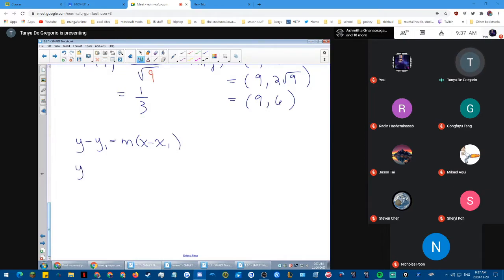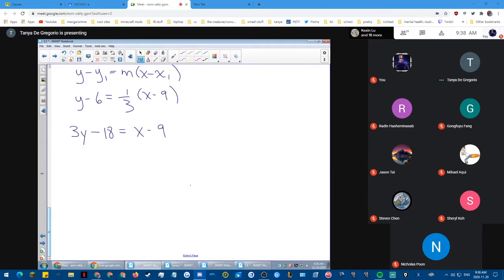And so I have y minus 6 equals 1 over 3 times x minus 9. From here, I can multiply everything by 3, if I want standard form especially. And then this is how we get our standard form nicely. x minus 3y, I have minus 9 plus 18. And so we simplify. And when you guys are writing your standard form, always keep the x and y terms on the left.